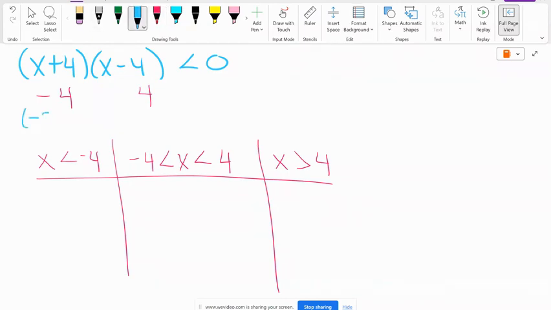I'm going to choose negative 5. Negative 5 plus 4, do we all agree that's negative? Negative 5 minus 4. Oop. Yep.